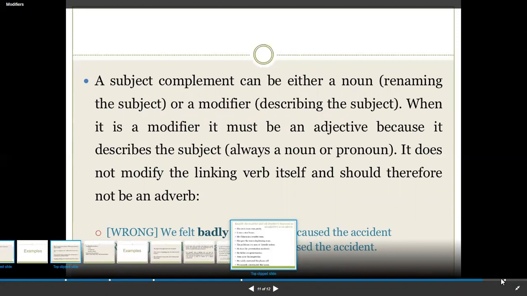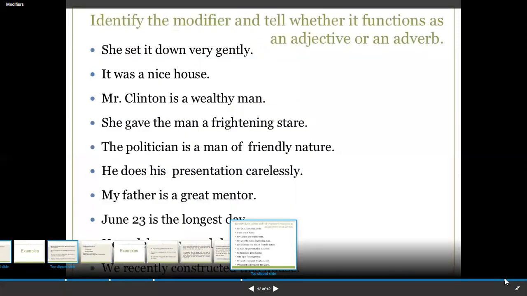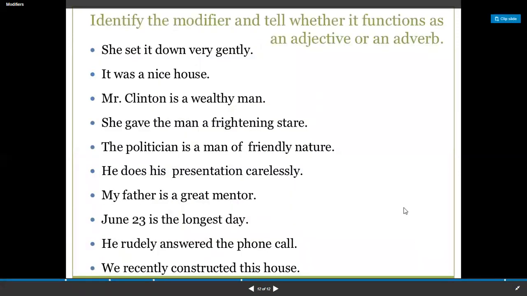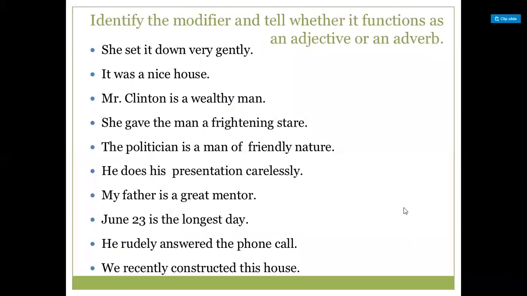Now, here are certain examples where we have to identify the modifier as an adjective or as an adverb. She set it down very gently. It was a nice house. In the very first one, the action is setting it down, where it is a pronoun. The action was done gently. So here the modifier is gently. Likewise, it was a nice house. Mr. Clinton is a wealthy man. In most cases, the modifiers are adjectives actually. We can very easily identify those, being nice and wealthy.